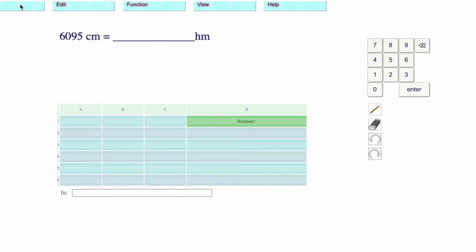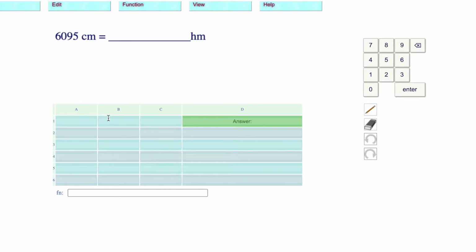Welcome to level one of metric conversion. We're being asked to convert 6,095 centimeters into hectometers. Under view, I have my units. I'm moving from centimeters to hectometers. The trick is on the diagram.